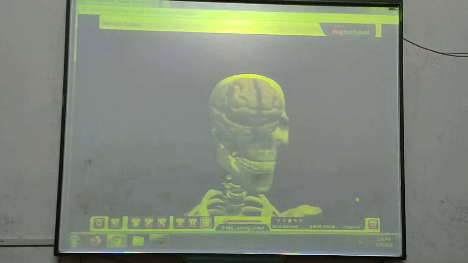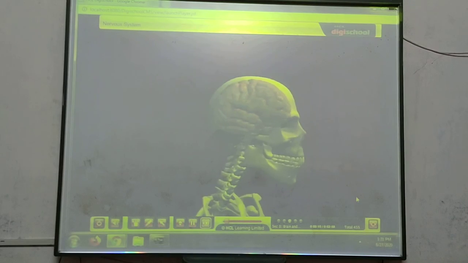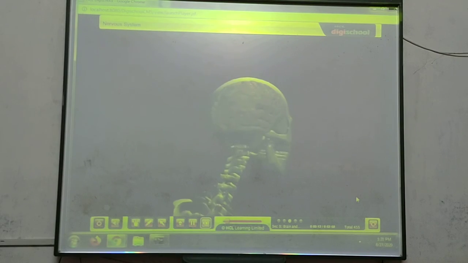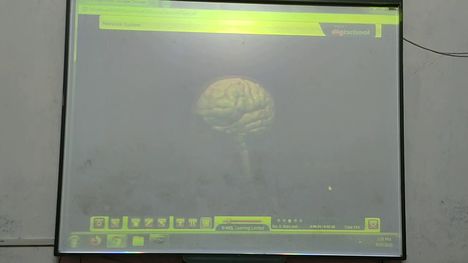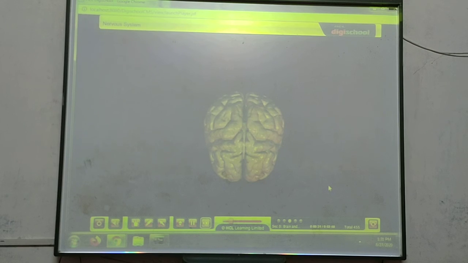The brain is extremely delicate and soft. It is protected by a hard, bony skull and 3 tough membranes. The spaces between these membranes are filled with a fluid that cushions the brain and keeps it from being damaged.